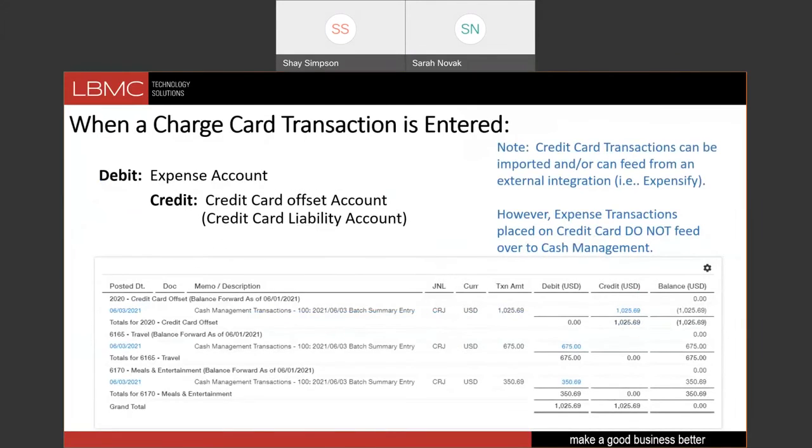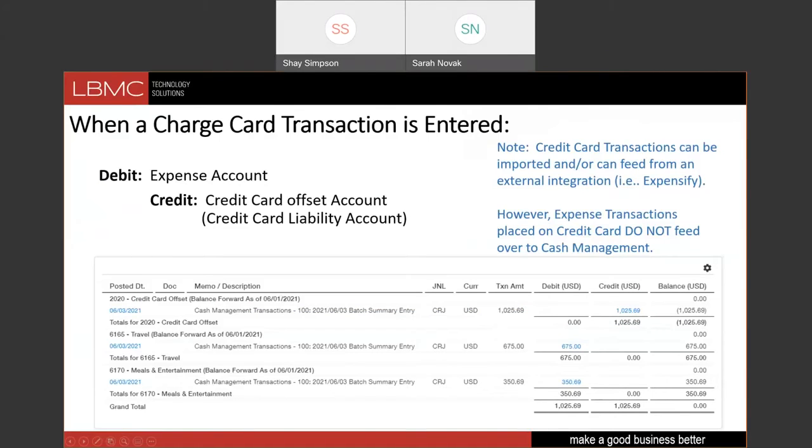All right, so let's start looking at the basics. When a charge card transaction is entered, what is happening in Intacct? It's going to debit the expense account and credit a credit card liability account. So we see these transactions: we have two debits to our two expense accounts, which total $1,025.69 that is sitting in a payables account.